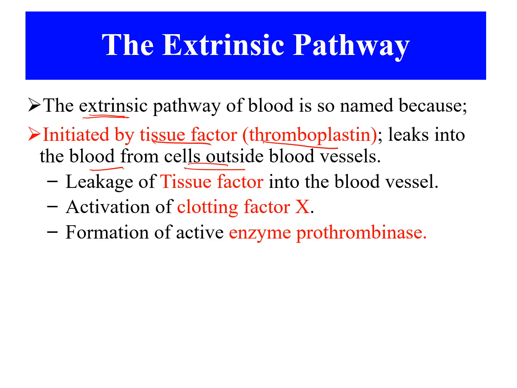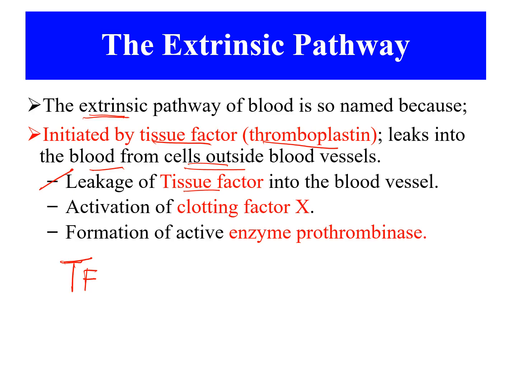So there are three things that happen in the extrinsic pathway. The first thing is leakage of the tissue factor into the blood vessel. The material is coming out of the blood vessel. The clotting factor, which is thromboplastin or tissue factor, abbreviated as TF as we move ahead, comes from the cells that are present outside the blood vessel. Once those cells or tissues have been damaged, they release this tissue factor into the bloodstream.